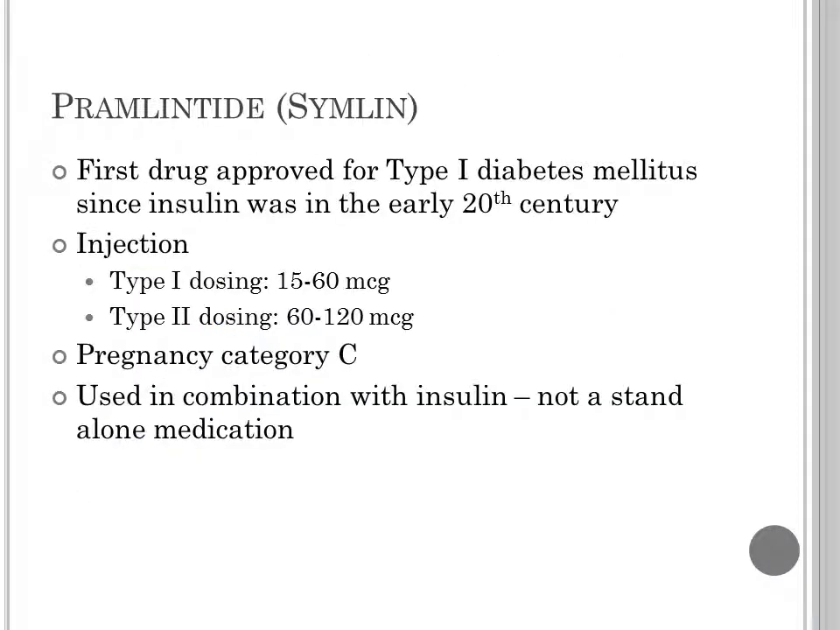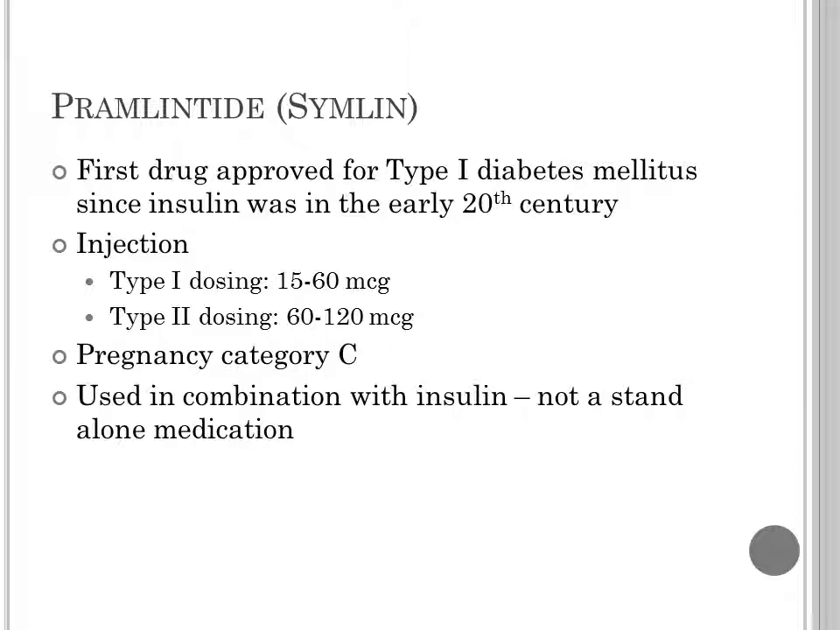The drug you need to know here is Symlin, and again, it's the first drug approved for type 1 diabetes. Now, keep in mind that this is a combination medication. This is not a standalone treatment. So type 1 diabetic patients will still be on insulin, but then some of them might also be on Symlin as well to help control their blood sugar. But they'll never ever just be on Symlin. It's got to be used with something for type 1 diabetic patients.